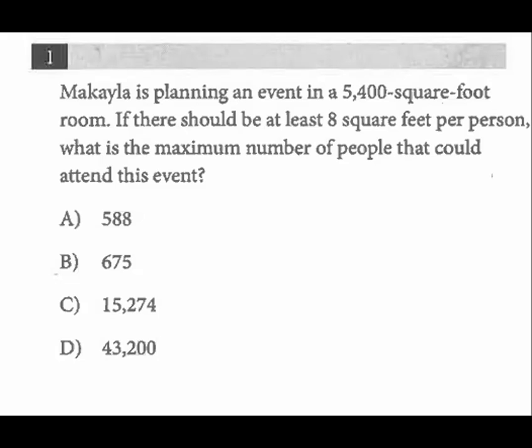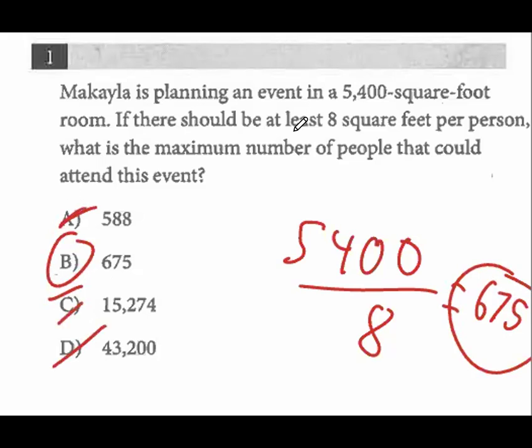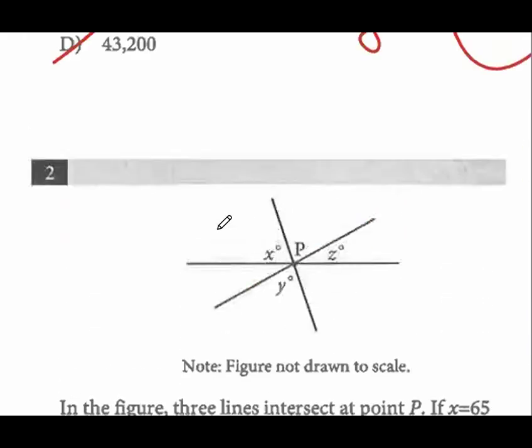Okay, so for question 1, they're planning a 5,400 square foot room, and 8 square feet per person. Basically, what is the maximum number of people that can attend this event? So we have 5,400 divided by 8, which is equal to 675. So the correct answer is B. Okay, question 2.